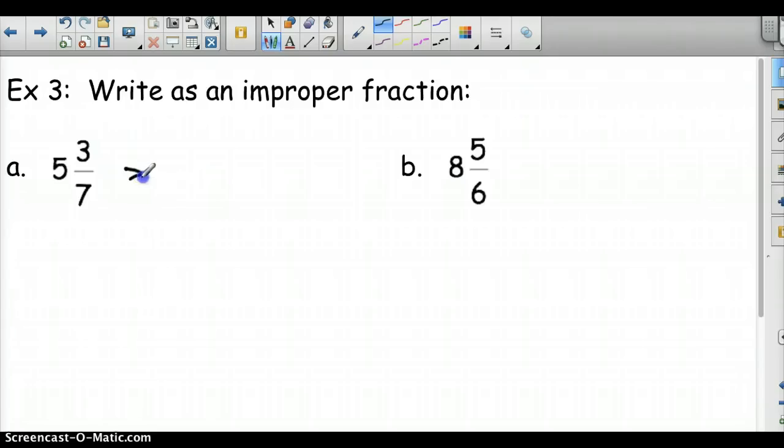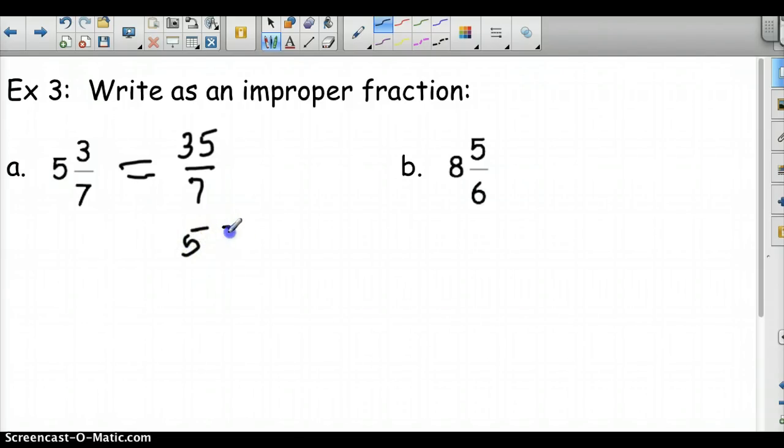First thing you're going to do is multiply the whole number times the denominator. That was a fun equal sign. Let's get rid of that one real quick. That was pathetic. All right, better equal sign. Whatever. So 5 times 7 is 35. This means that 5 is the same thing as 35 divided by 7. That's the 5 part.